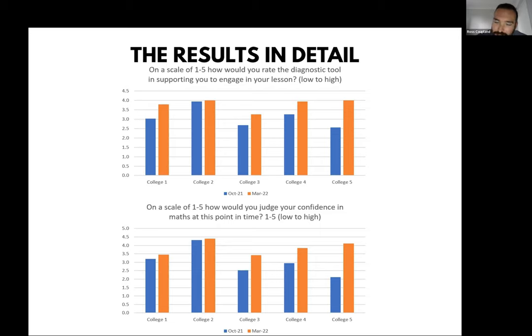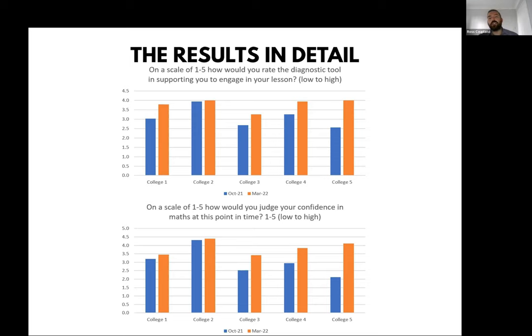Although College 2 has a slight increase, it's an increase nonetheless. We're going to celebrate that. And that is the same across all 5 of those colleges. And we can also see that with the second survey question that was issued, students did judge that their confidence improved over time. Now, that could be a natural process, couldn't it?